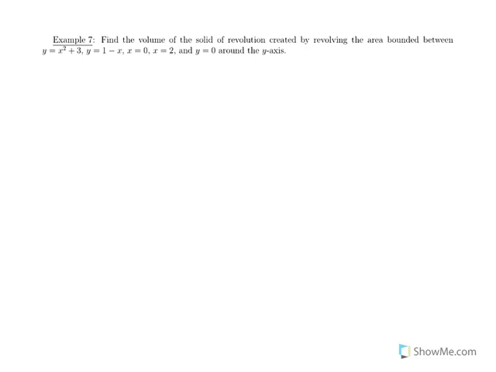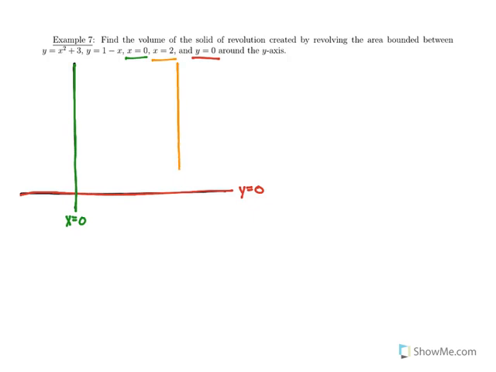So the first step is we need to graph these functions. We're going to do it one at a time. Let's start with the easy one. So y equals 0 is the x-axis, and x equals 0 is the y-axis. We have x equals 2. Draw that right there.